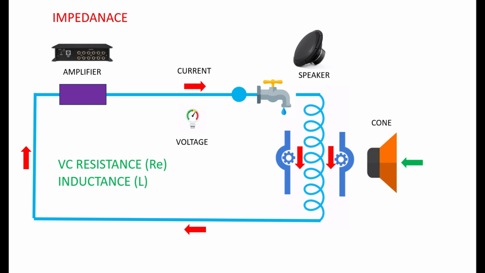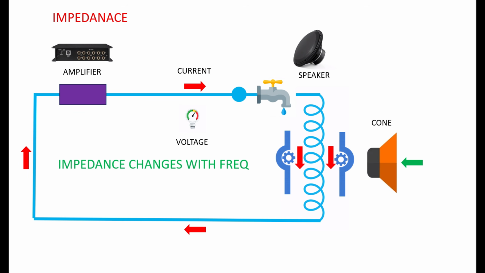And then we have something called back EMF, which we'll get into later, but that's basically a force caused by the voice coil moving up and down in the magnet and acting like a generator, and a couple of other things. But because impedance includes inductance, it means that it also changes with frequency, right? The impedance changes with frequency as well. It's not fixed like resistance.